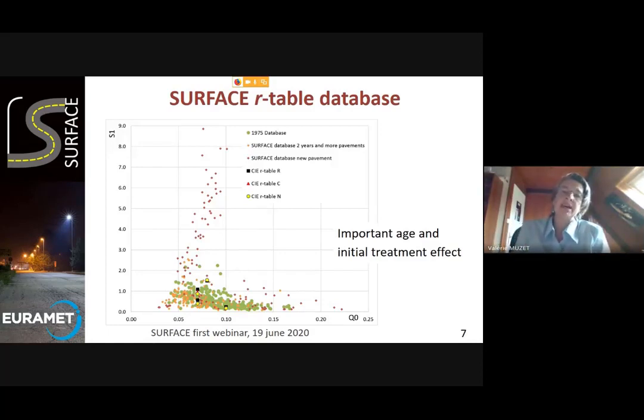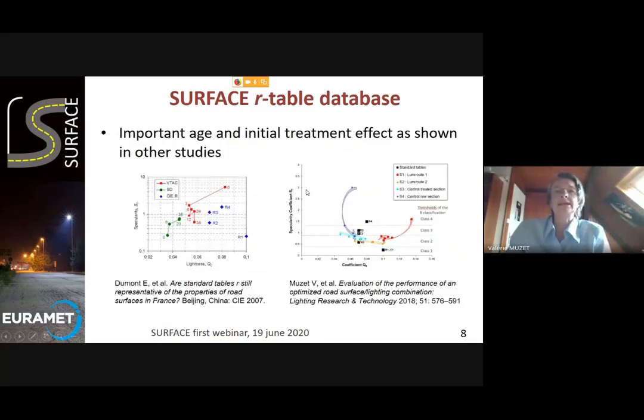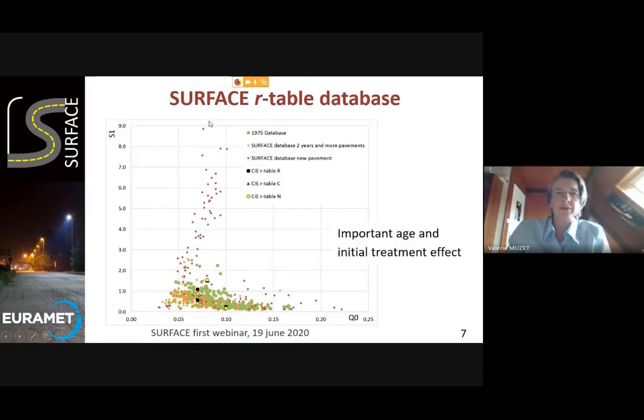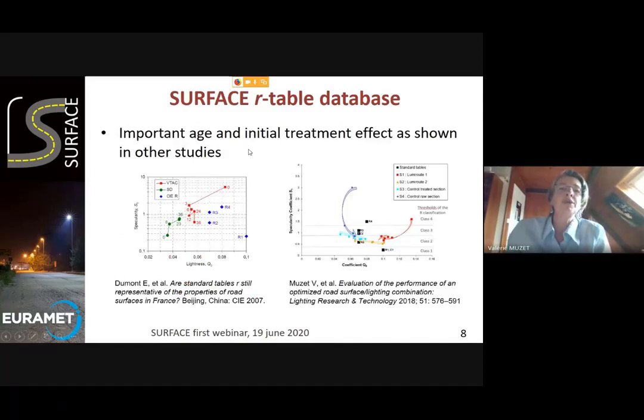What we can see here is that we observe a very important age and initial treatment effect. I will go into more detail now. You can see here a lot of specularity for new pavements, which we don't measure for aged pavements. And this age and initial treatment effect is well known. It was already shown in an LCPC study.